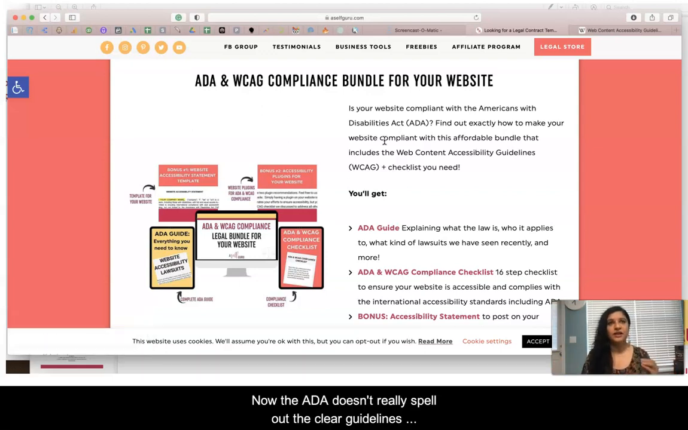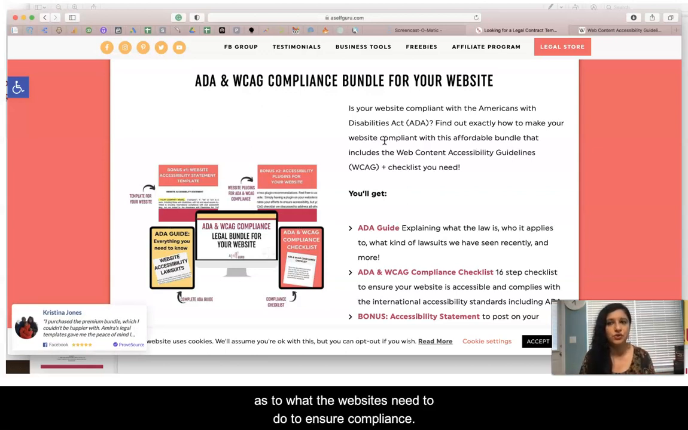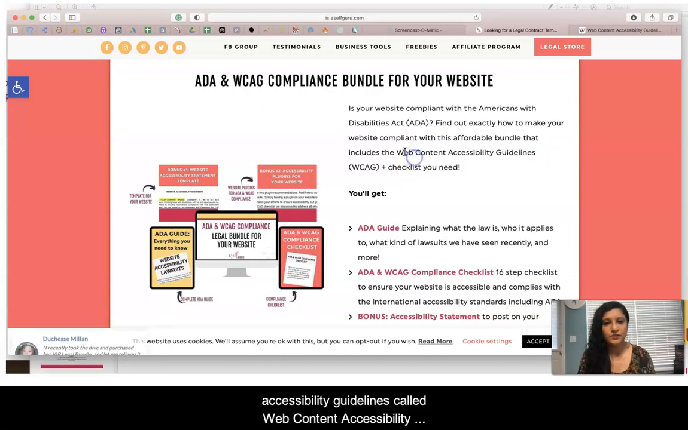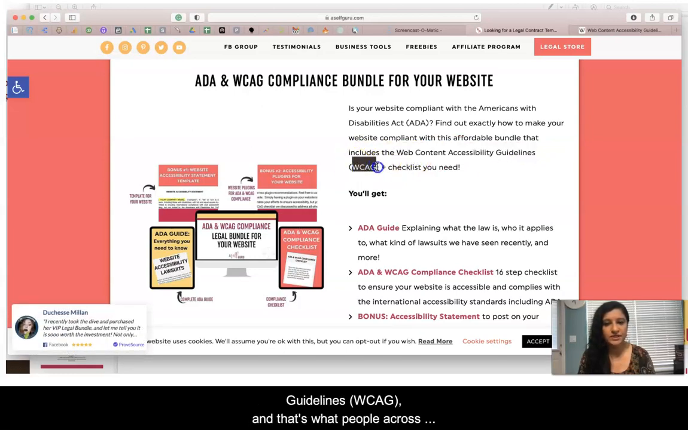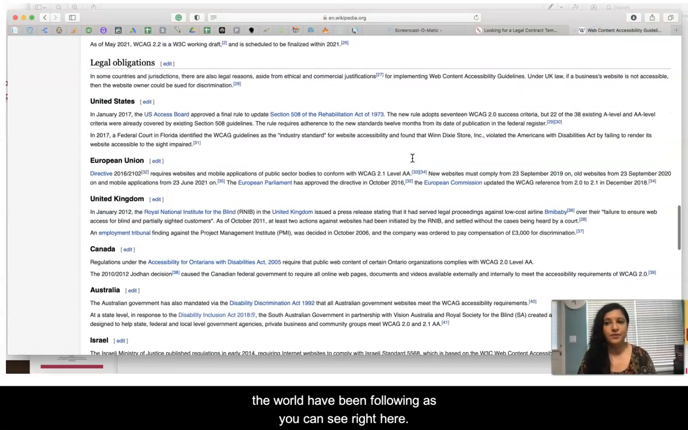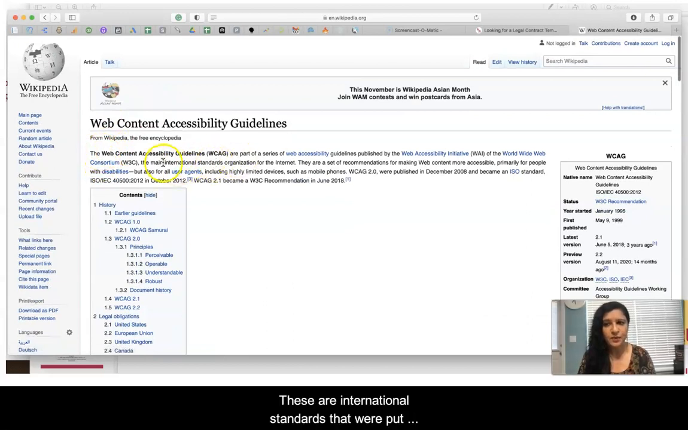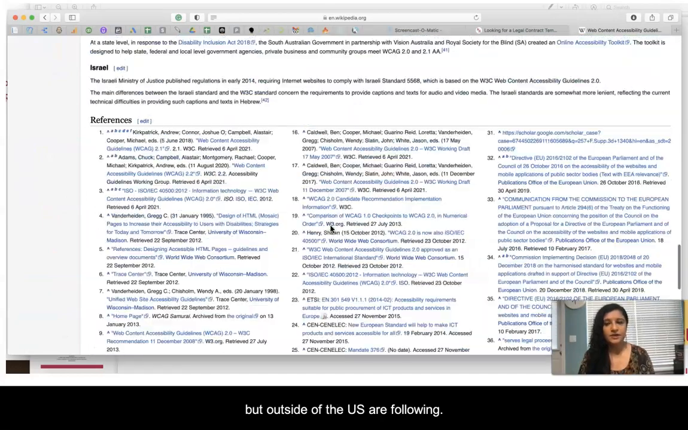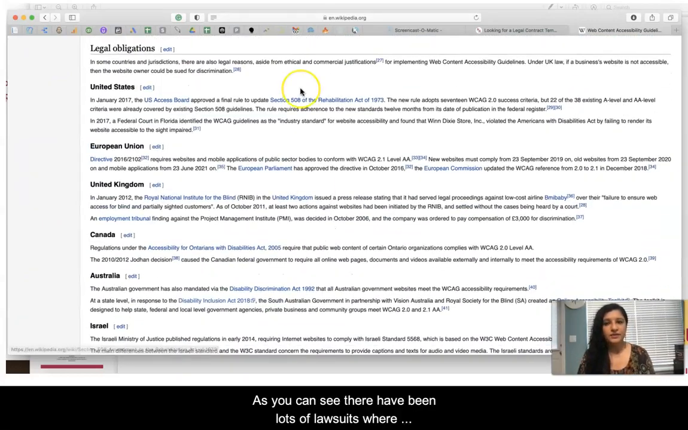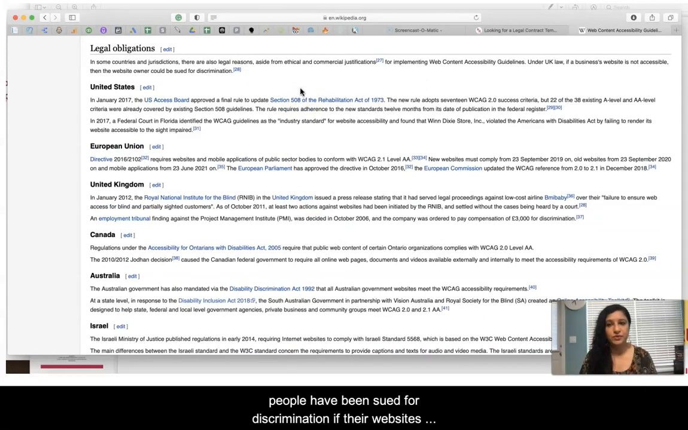Now, the ADA does not really spell out clear guidelines as to what websites need to do to ensure compliance. So that's why what we use is an international accessibility guideline called Web Content Accessibility Guidelines, also known as WCAG. And that's what people across the world have been following, as you can see right here. These are international standards that were put together for people with disabilities by the World Wide Web Consortium, so these are the standards that people not just in the US but outside of the US are following. And as you can see, there have been lots of accessibility lawsuits, people being sued for discrimination if their websites didn't meet those standards. And we're looking at the US, European Union, United Kingdom, Canada, Australia, Israel.